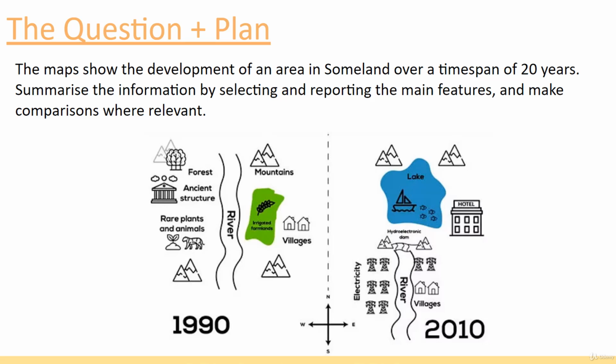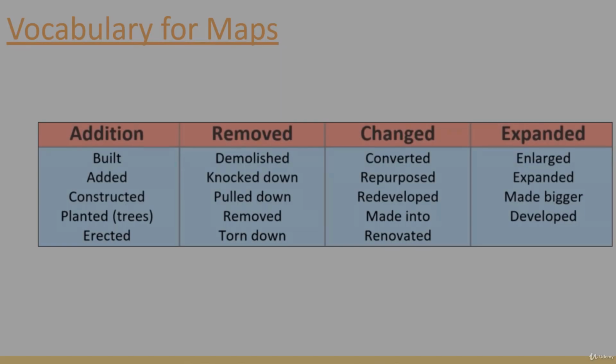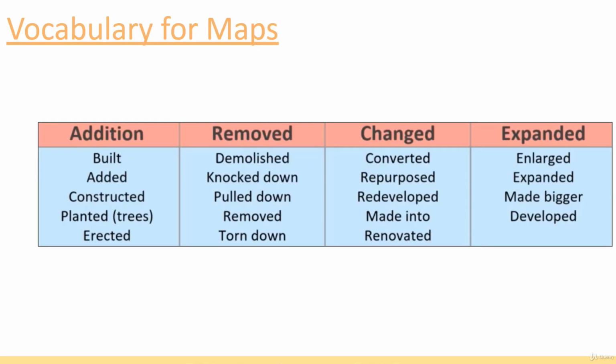Now, the next thing I want to show you is super important for maps, and that is our vocabulary. This is taken from IELTS Writing 7+, and this gives you some great language. I would bookmark this and practice using this language. It gives you some really focused vocabulary for 4 different types of changes on maps.